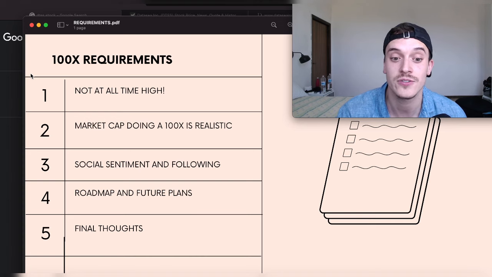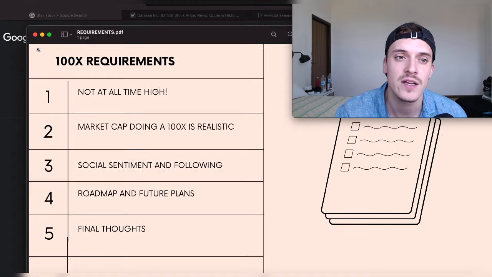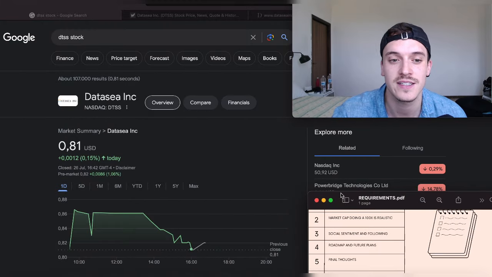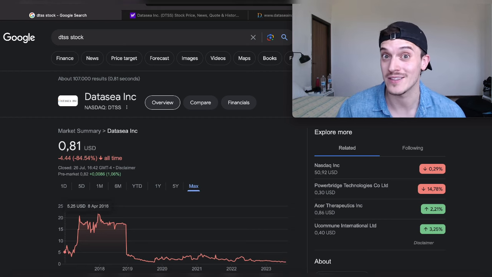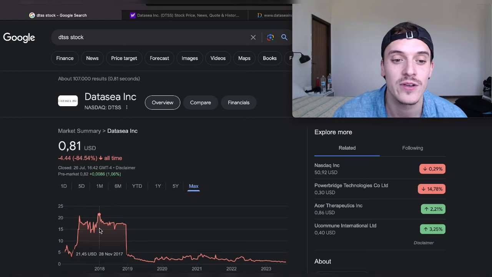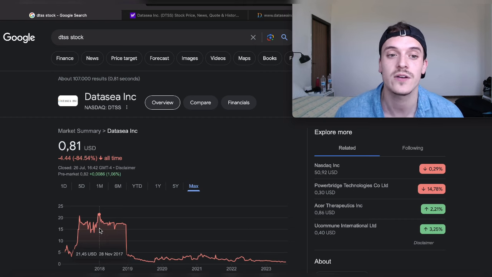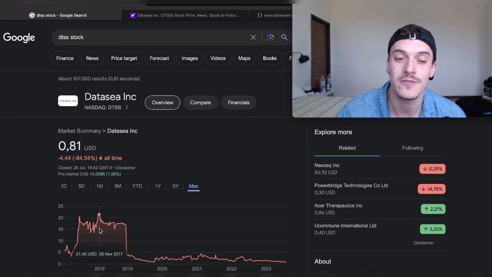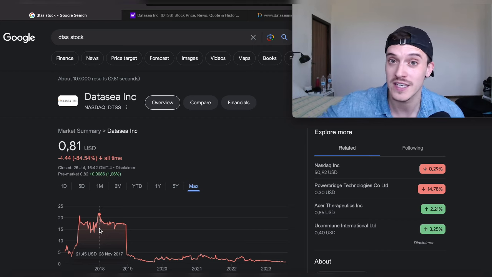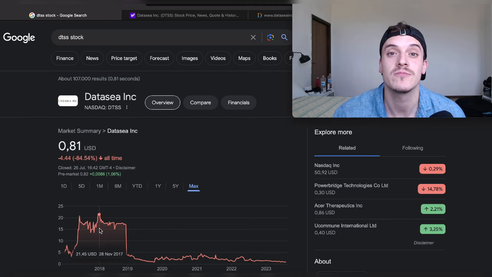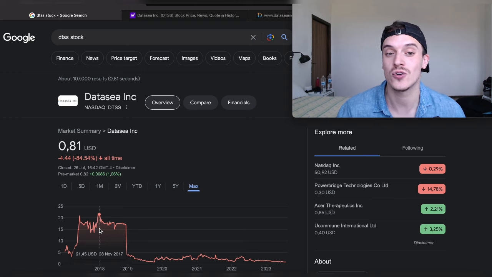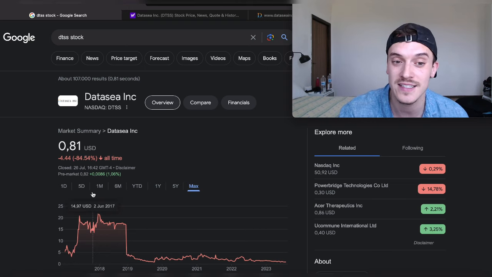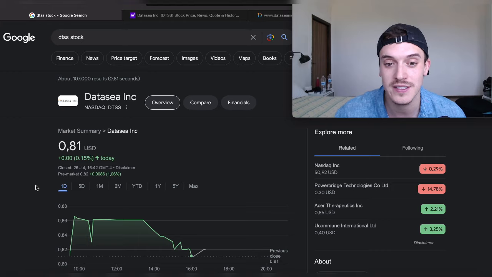So here, let's start with number one, not at all-time high. If we take a look at our friend here, DTSS, if you take a look at the max chart, you can see that they're absolutely not at all-time high, which is perfect for us. All-time high was close to 21 in 2017. So you can see that there's a long way to go. This is very great, because if there's once again a big upside, all-time high can be reached again, and you can see that there's a huge growth potential right now for DTSS. So this is very, very promising.